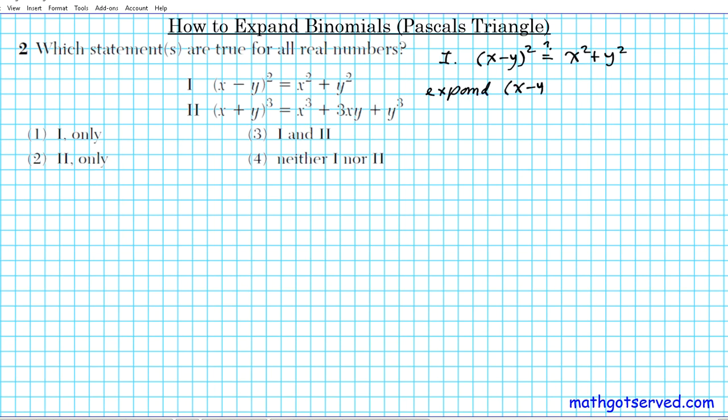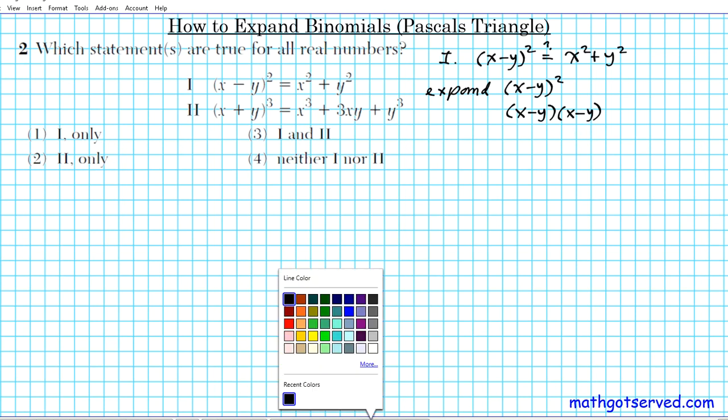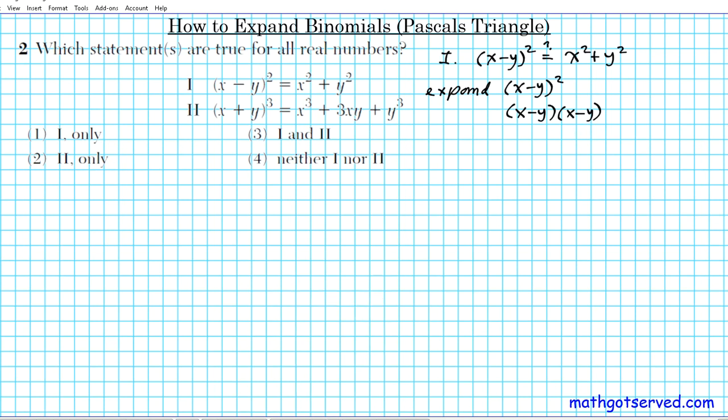Okay, so expand x minus y squared. So x minus y squared just basically means you're multiplying x minus y by itself. If you know the formula, you can do this real quick: a squared minus 2ab plus b squared. You apply that here, and you can mentally compute the expansion of this binomial as x squared minus 2xy plus y squared, which is different from that and is false. So let's act as though we don't know that trick. We're going to multiply it out.